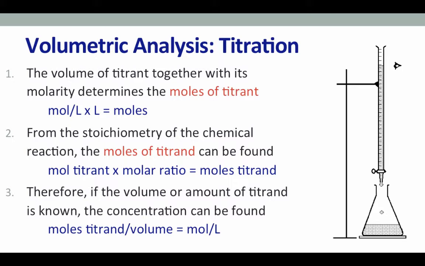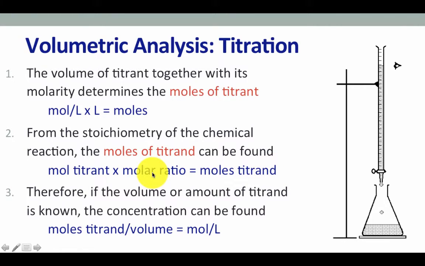So, in order to determine the concentration of an unknown solution, we begin with a solution of known concentration. We add that solution to our unknown until we reach an equivalence point, then use the molarity of the known solution times the volume dispensed to find the moles. Moles per liter times liters equals moles of titrant. We then refer to our balanced chemical equation and use the molar ratio to convert from moles of titrant into moles of titrand.